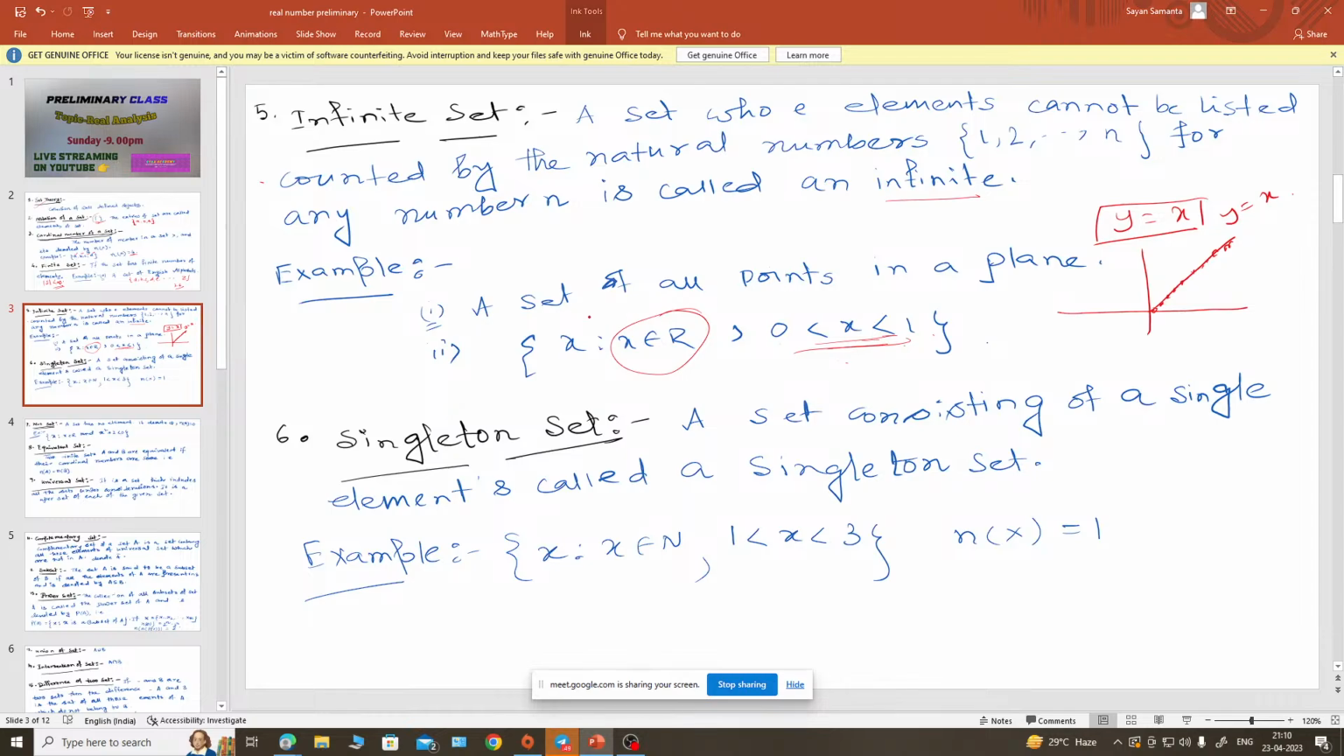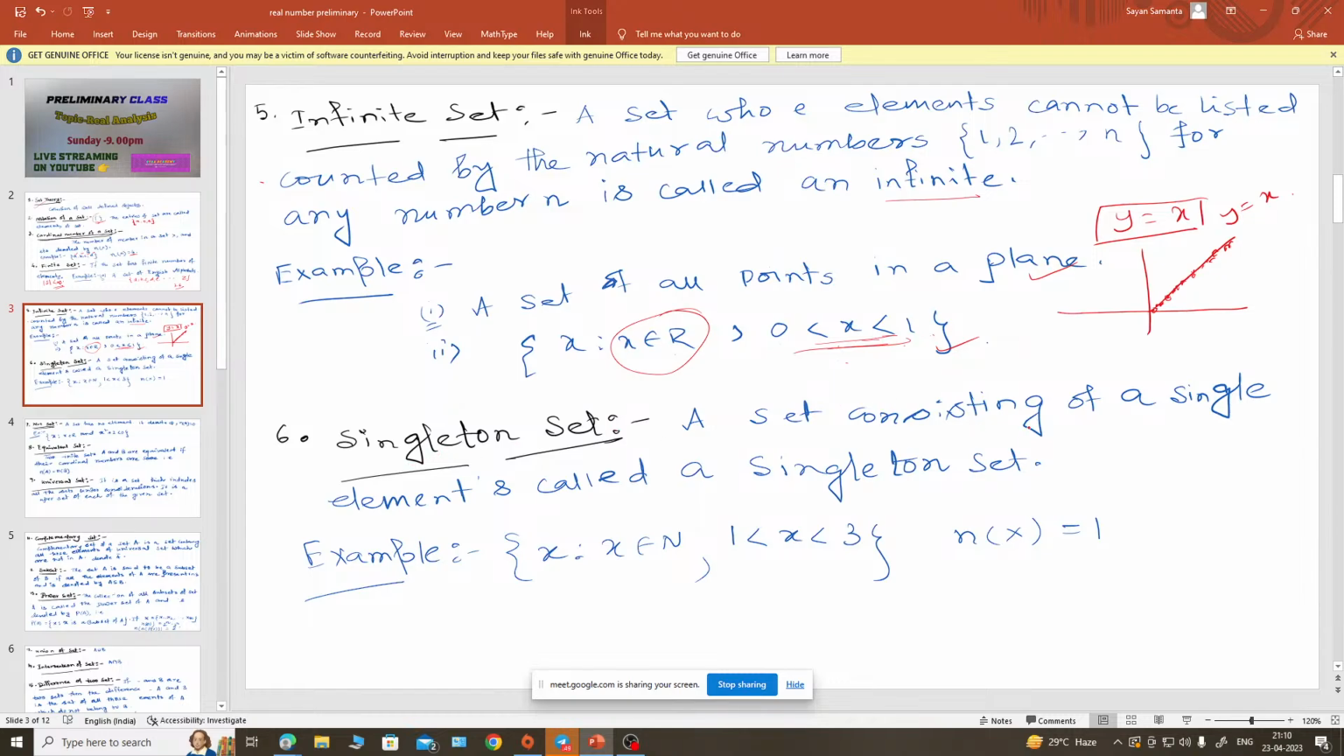Okay. So as an example of an infinite set, we consider the set of all points in a plane. If we consider the straight line y equals x, we get an infinite number of points. So this is an infinite set. Also, if we consider x belongs to R and x belongs to 0 to 1, there are infinitely many points. So this is also an infinite set.